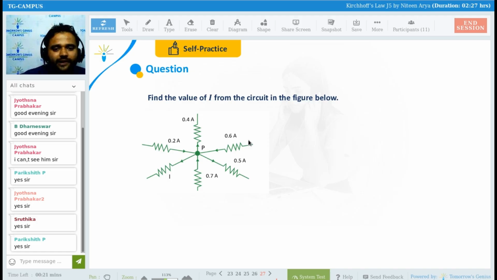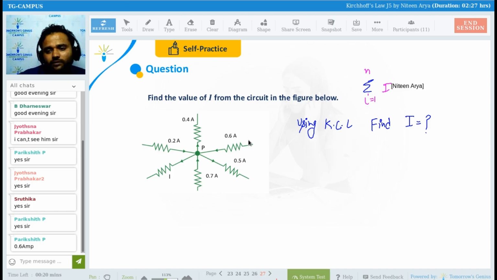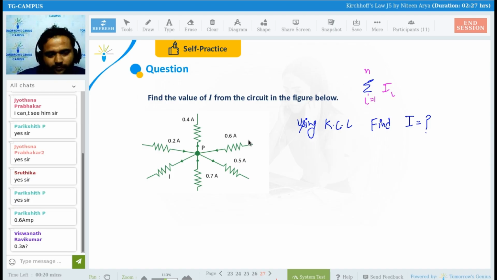Okay, this one: find the value of I from the circuit in the figure below. That is very easy. Just follow the direction of the given arrow. You need to tell me. The hint here is to use KCL, Kirchhoff's first law, to find I. And how can you find the summation? 1, 2, and I, 0.3.